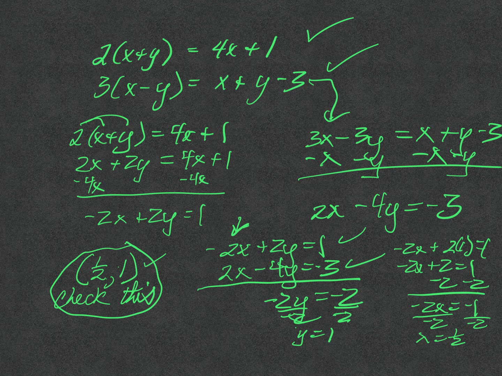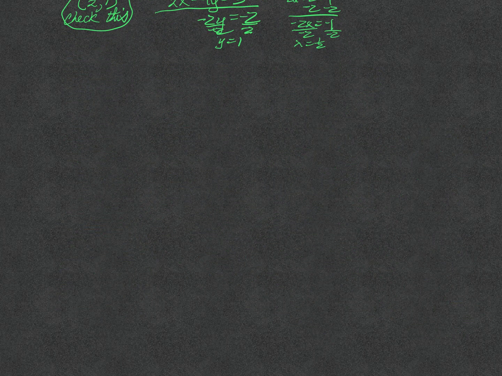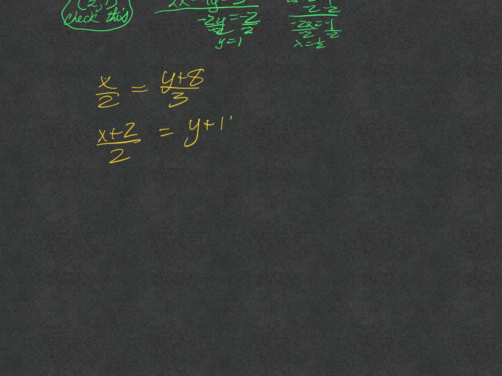Okay. Let's do one more special case. Another special case you might encounter could be something like this, where you get x over 2 equals y plus 8 over 3, and x plus 2 over 2 equals y plus 11 over 3.